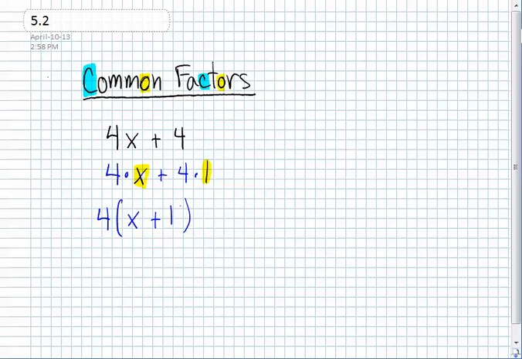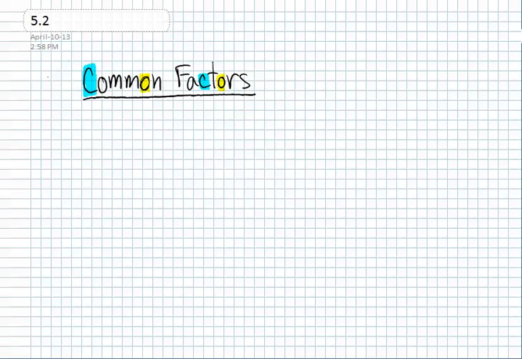And again, to double check your work to make sure that you've done it right, you definitely could just do the distributive law, and you should get 4x plus 4, the original thing, back again, which we certainly do. All right, well, let's look at a different example then. Okay, can you see what the greatest common factor is for these two terms here? I'll give you a few seconds here to think about it.